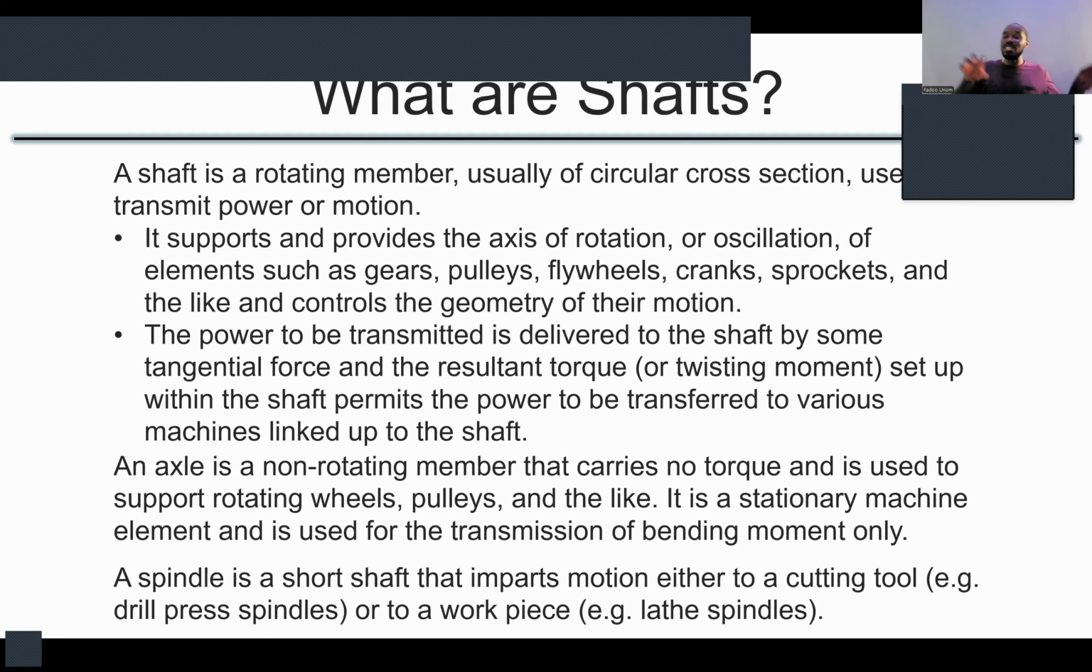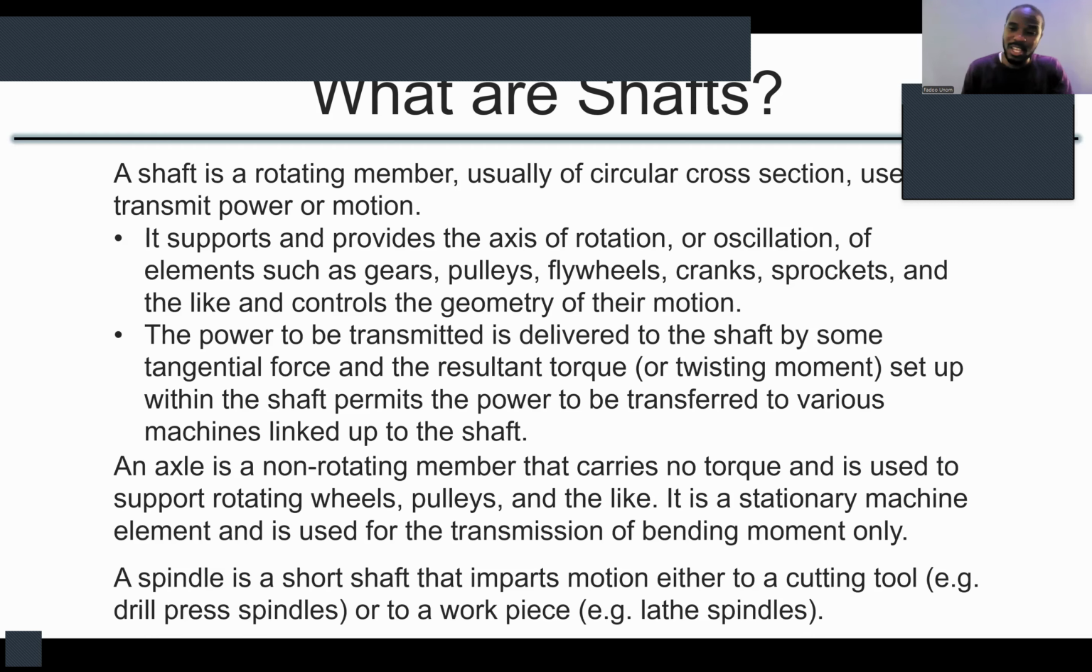And that followed it into vehicles. When they made vehicles, they called these things axles, but they are actually shafts. Shafts rotate. Axles do not. Is that okay? So they do not transfer torque. The axles themselves do not transfer torque.